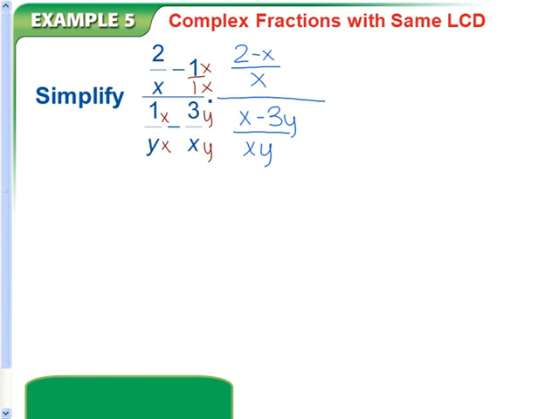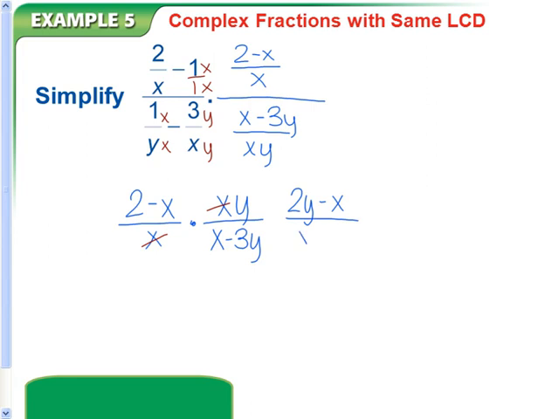And now we can do copy, change, flip. 2 minus x over x, change it to multiplying, and flip it over. Okay, what can cancel here? And so we end up with 2y minus x over x minus 3y. Oh, and I realized that I forgot to put that y through both times. And so that would be our final answer.